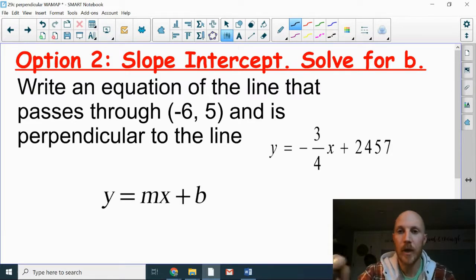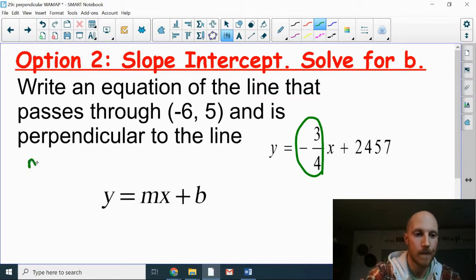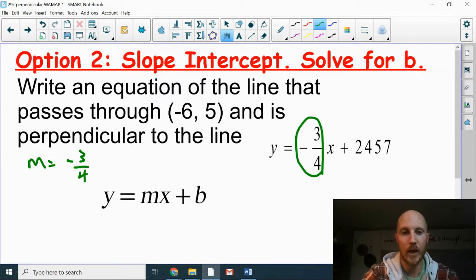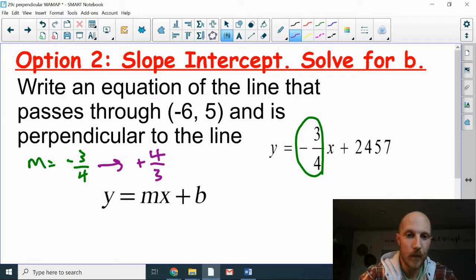So here's what happens. First of all, out of this equation, I need to get the slope, which was negative 3/4. And since the directions are asking me to write a line that is perpendicular, I'm going to change that slope to make it perpendicular. 4 on the top, 3 on the bottom, make it positive. It's the third time we've seen this just in the last couple of minutes. Okay, that's the slope I need to use. So that's going to go into the m.